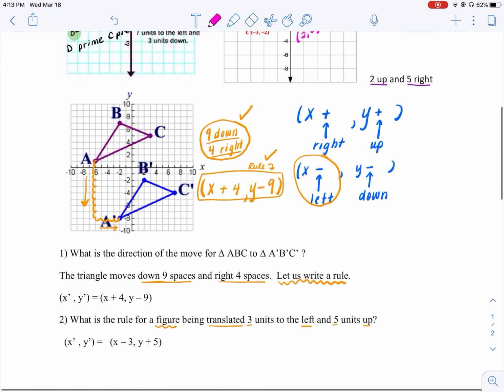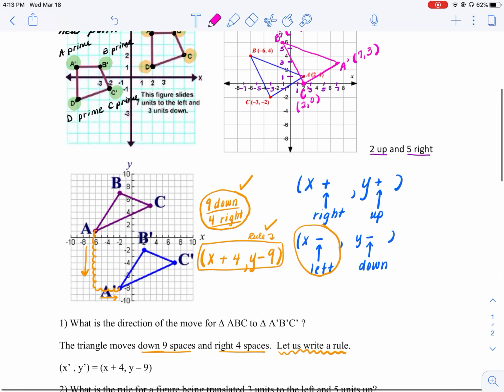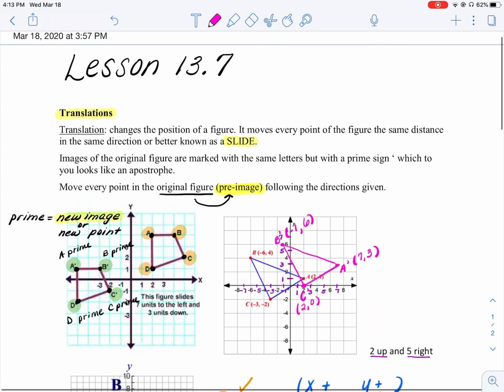But in conclusion, this is how you do lesson 13.7.